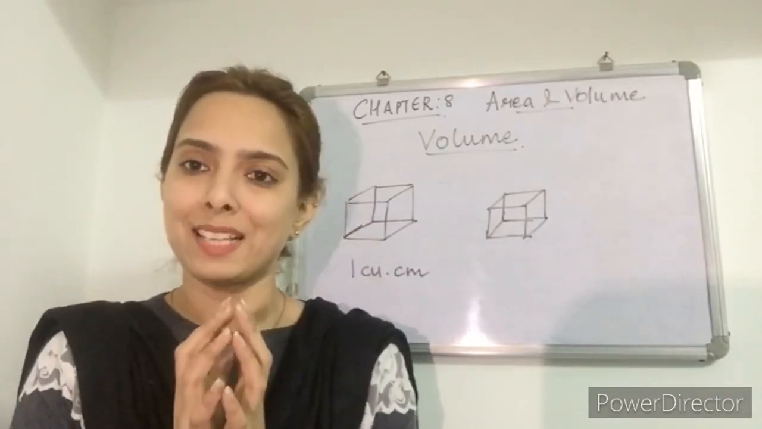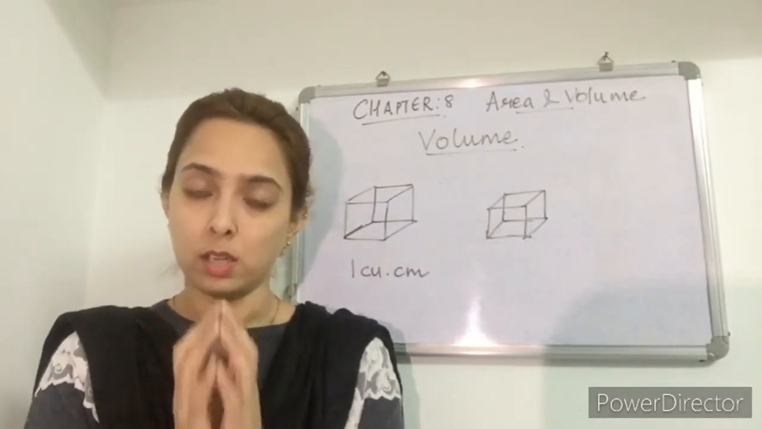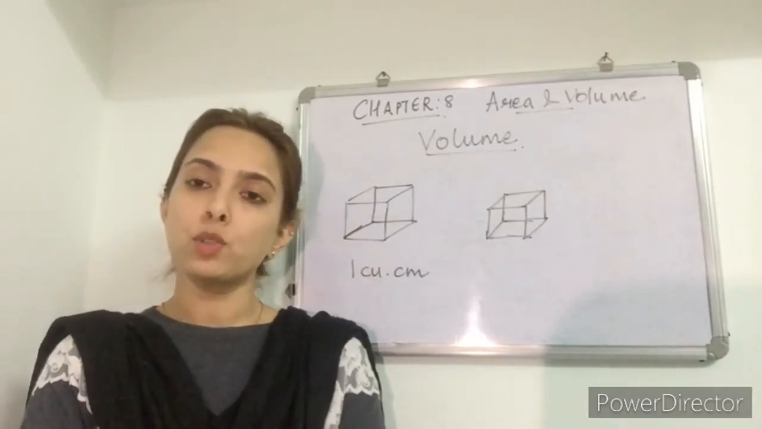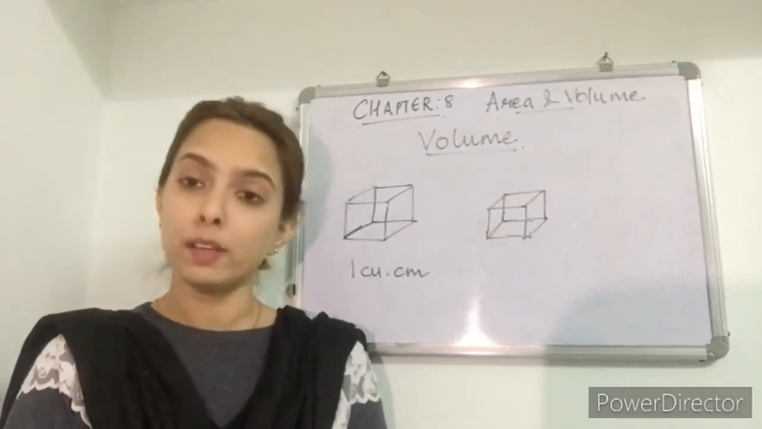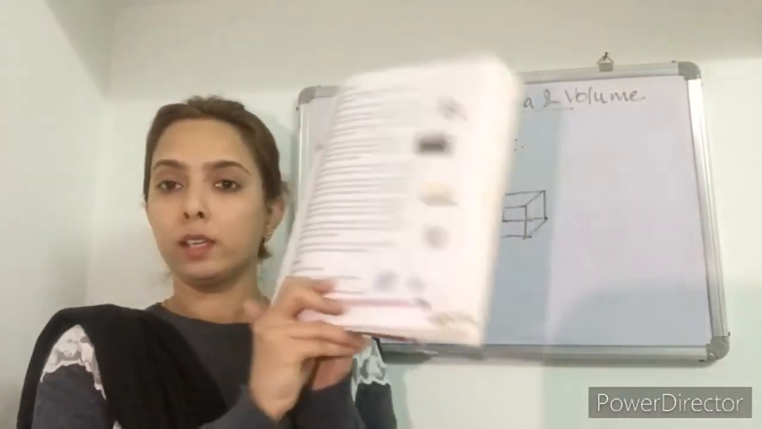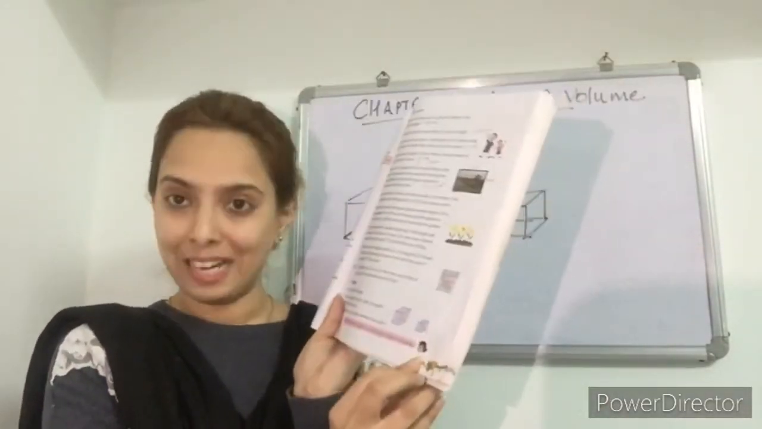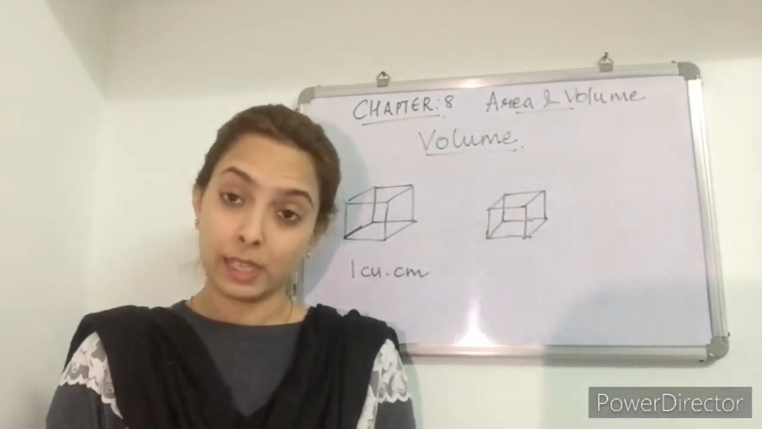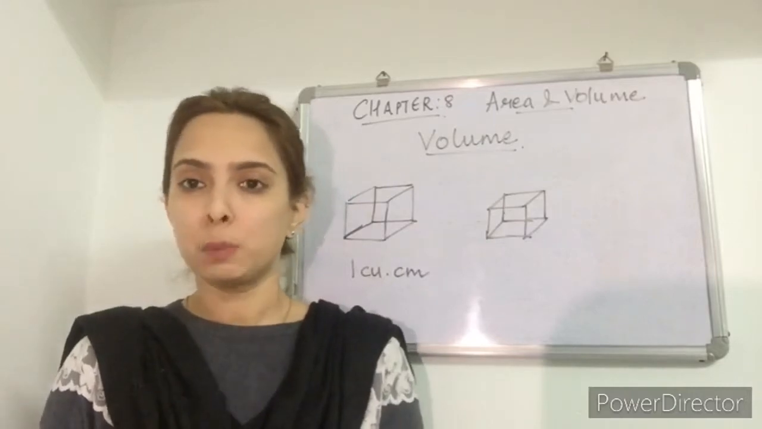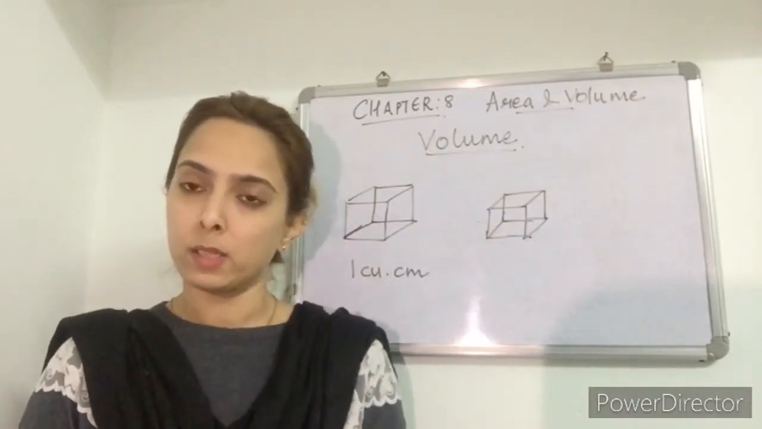So volume is exactly what? The definition of volume is given to you in your book, which is on page number 135 in the pink cloud, which says that volume of an object is the amount of the space it occupies.